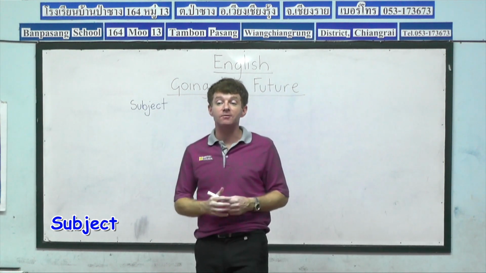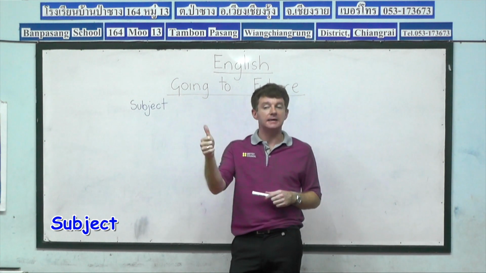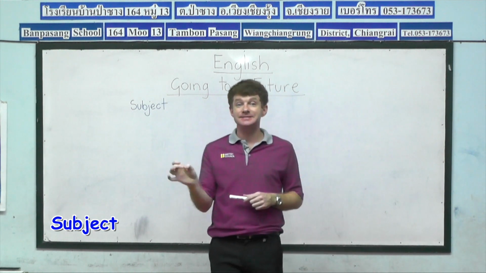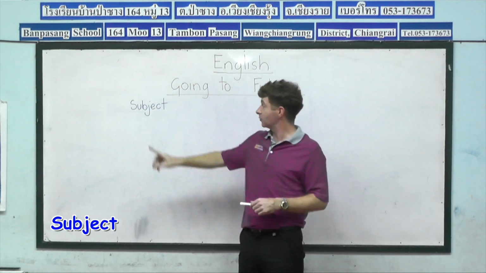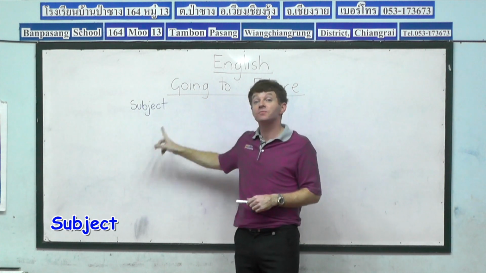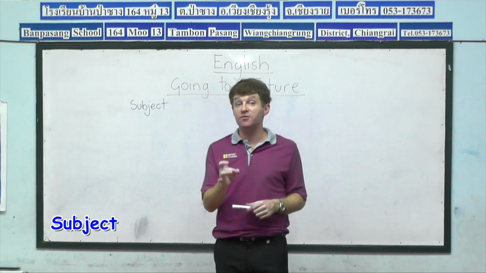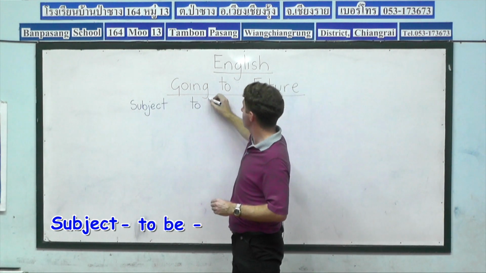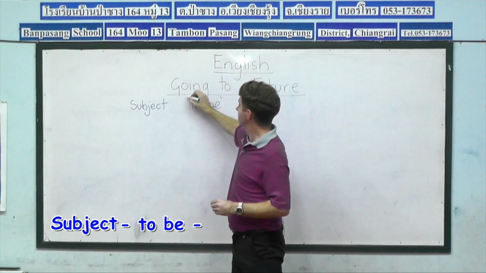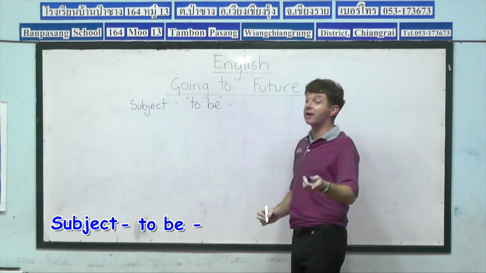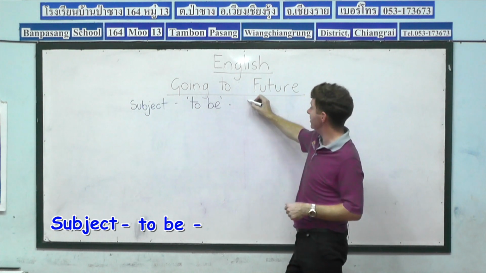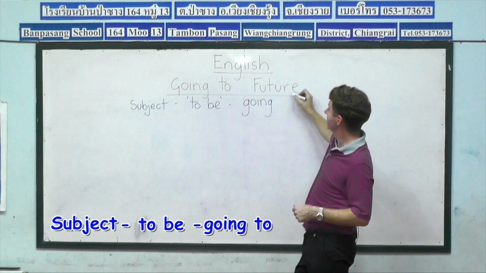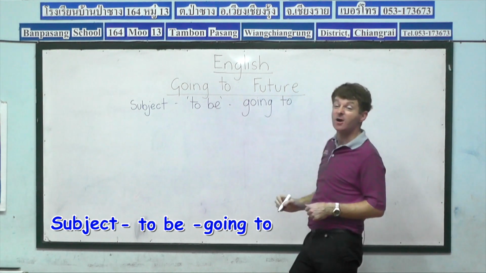And then subject is followed by to be. Yes. There are 3 different types of verb to be. Is, am, are. So depending on which subject we use, depends on which verb to be we have in agreement. T-O-B-E. And then after to be, we have our phrase going to. Yes, the phrase we use, G-O-I-N-G. Going to. T-O. Excellent.